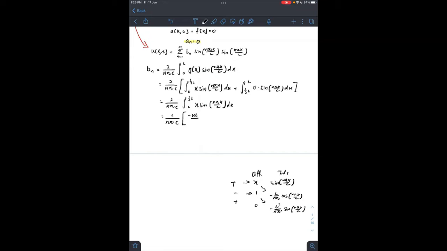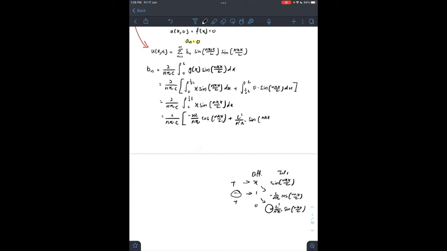Later we write down the integrations, and then this negative and negative becomes positive, and so on.